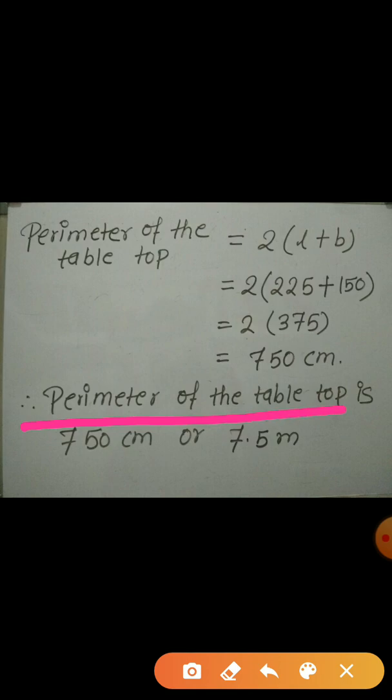So the perimeter of the tabletop is how much? 750 centimeter. Or you can write 7.5 meter. How does this 7.5 come? If you divide 750 centimeter by 100, you will get the answer in meter. So the answer can be written in meter as well, that is 7.5. If you want, you can write the answer in both units, or the answer in 1 unit can also be considered.